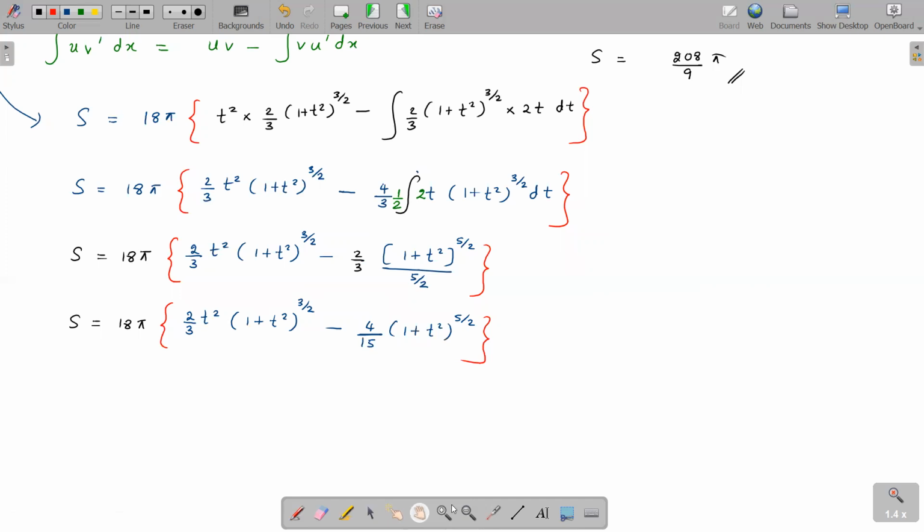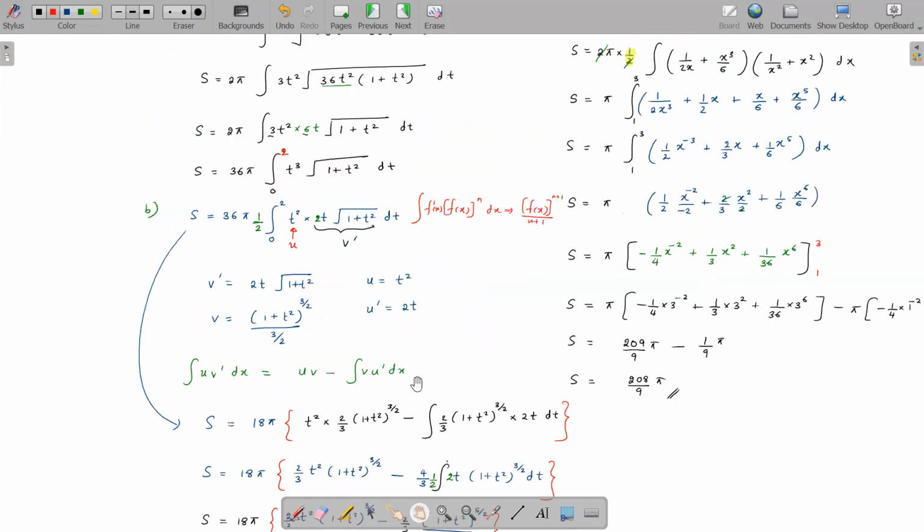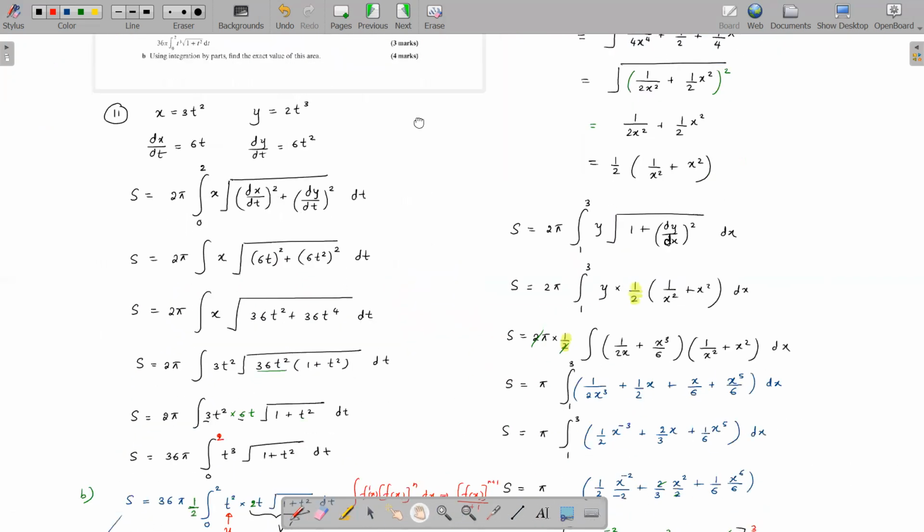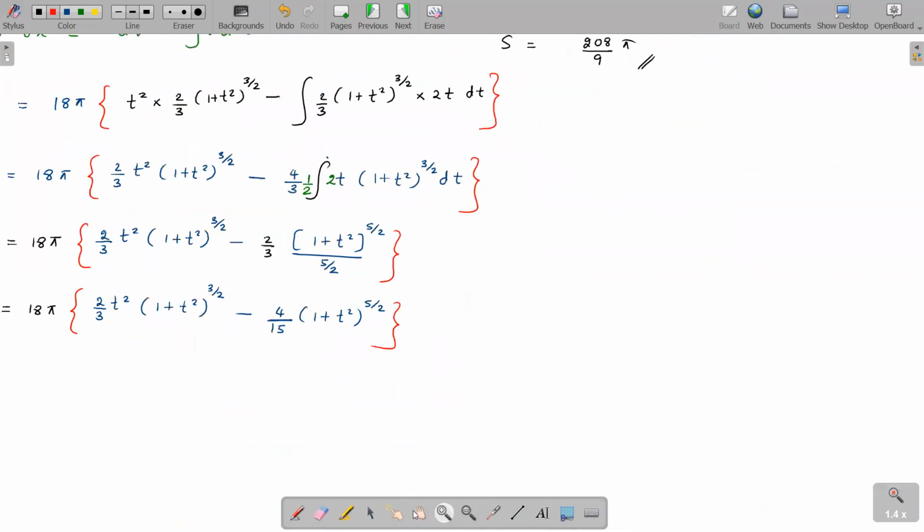So now let's input our limits. What were our limits? From where to where? 0 to 2, right? Limits are from 0 to 2. So input the limits from 0 to 2 to find the exact value of the area.